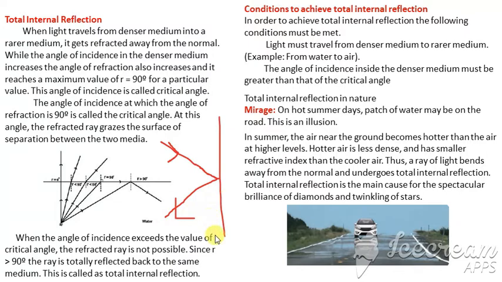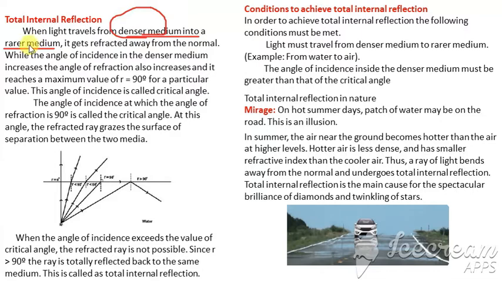Here we are going to see what is total internal reflection. First, when the light rays go from the denser medium to the rarer medium. Here we are considering two different mediums. So whenever there are two different mediums, what happens? Refraction only happens. Okay, it gets refracted away from the normal.